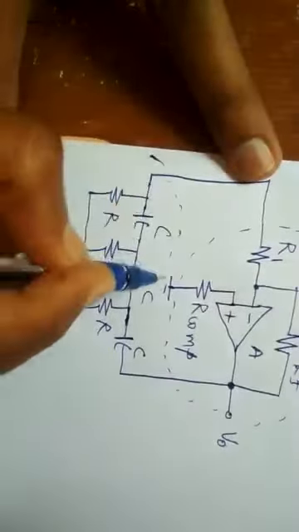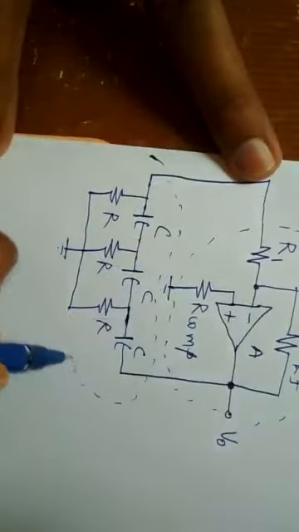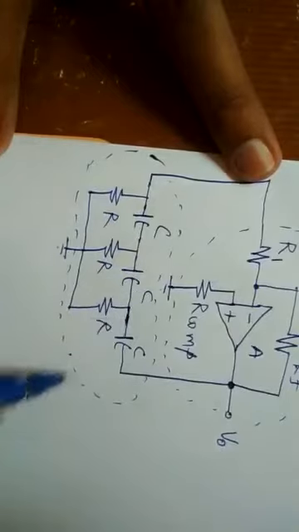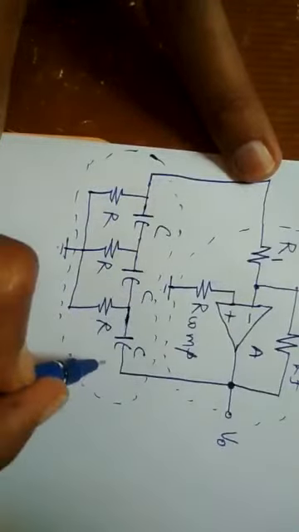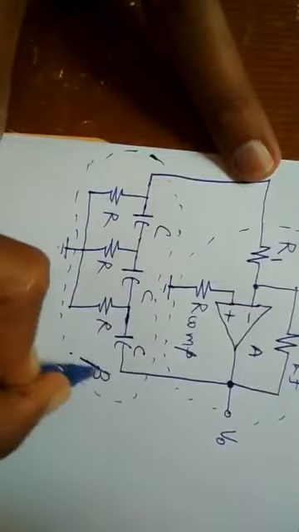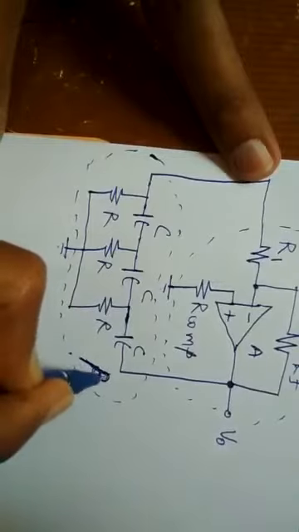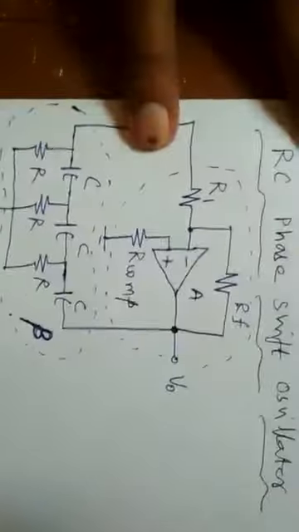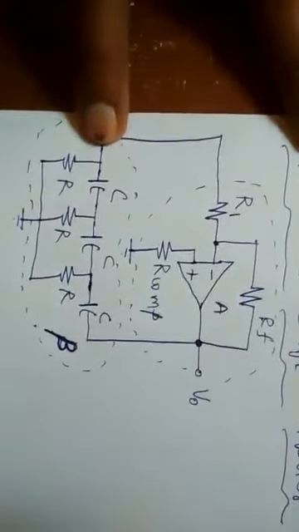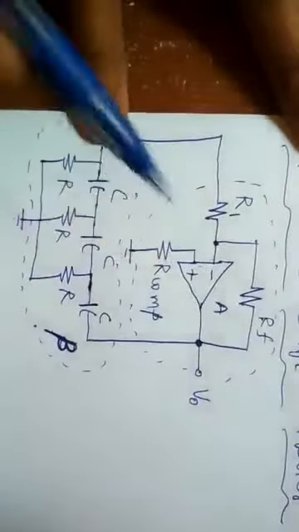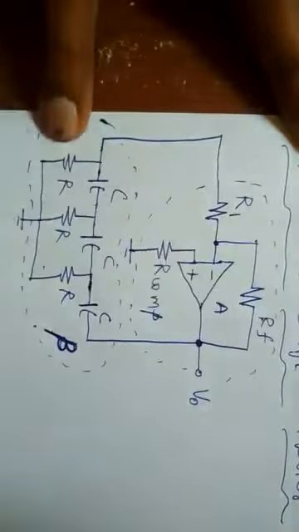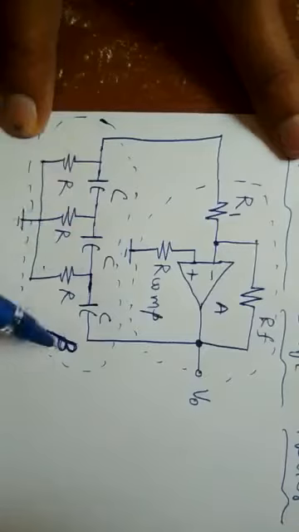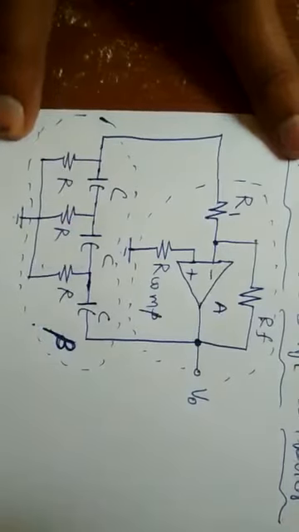And secondly, I am also separating this with the help of a dotted line. So this network is called the feedback network with a gain beta. So the network is ready. For the forward path, we have the operational amplifier with gain A, and for the feedback path, we have the 3 RC pair network with the gain beta.